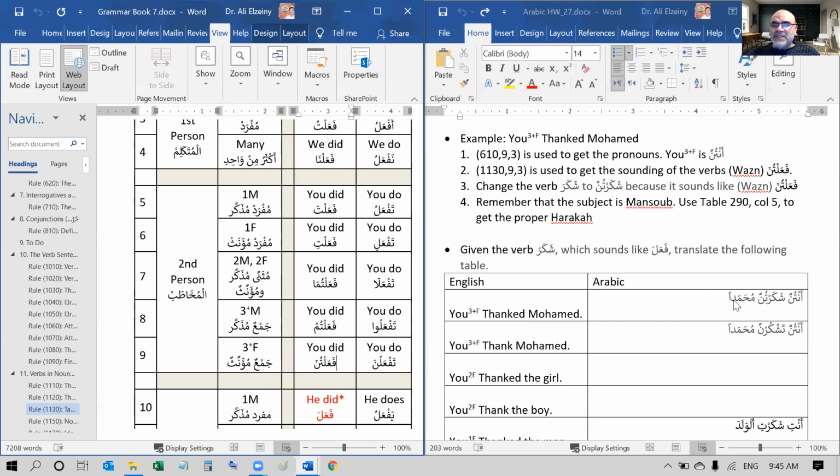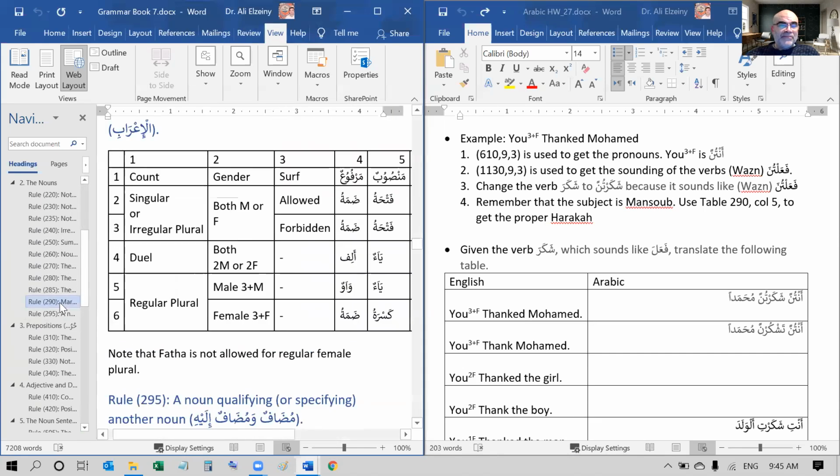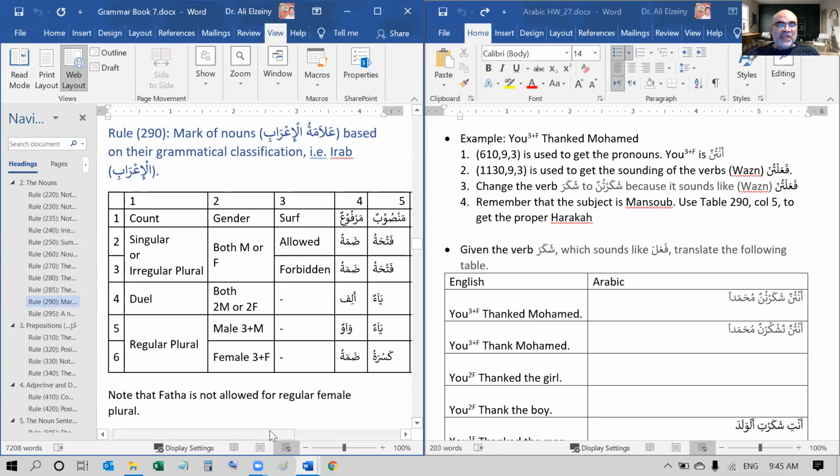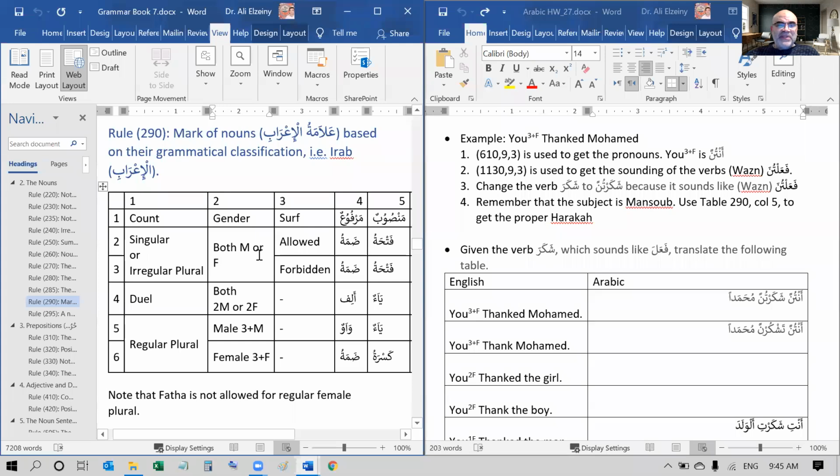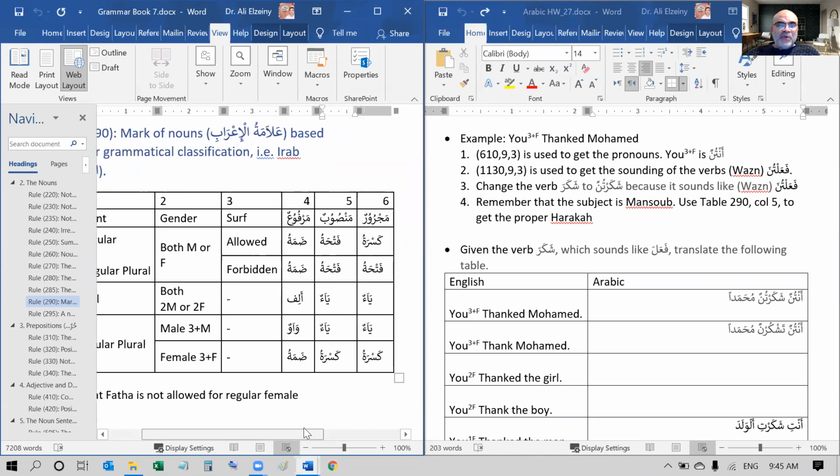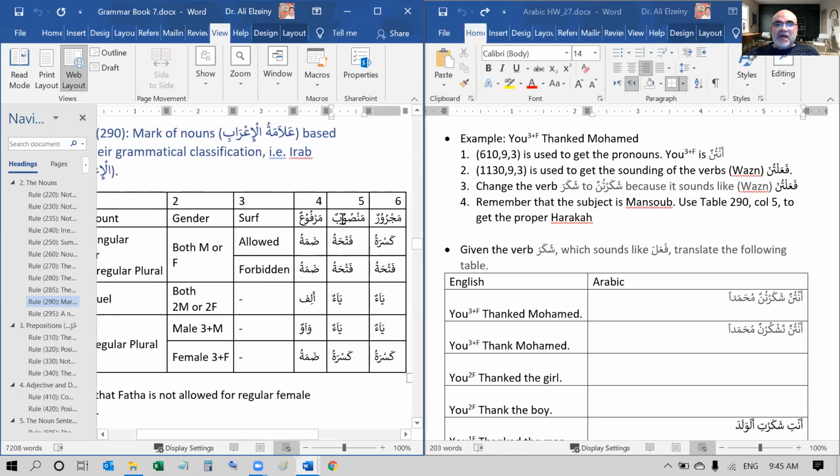So if we're talking about Muhammad, Muhammad is a single noun. So use table 290, just as a reminder, to get the proper haraka. So table 290. Muhammad is a single noun, and the sarf is allowed. Therefore, mansub is fatha. So we will be using column 5 because the subject is always mansub.